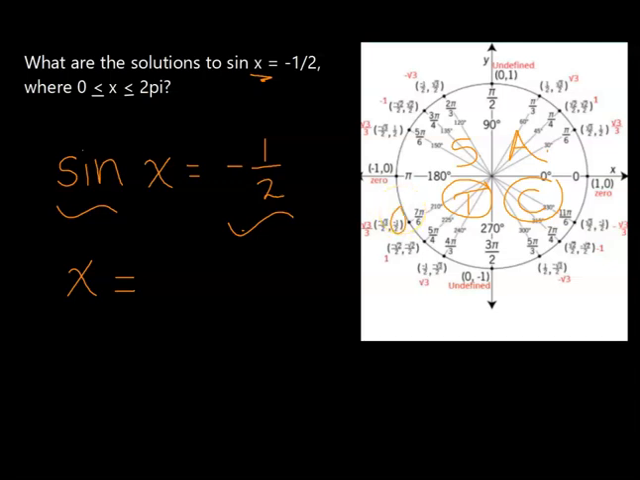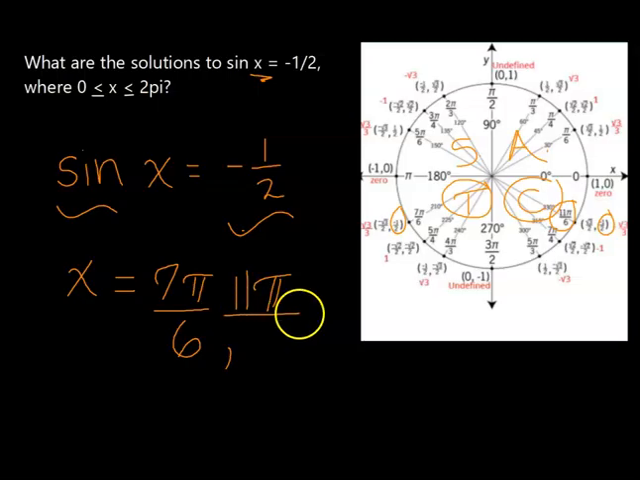It would be -1/2 at 7 pi over 6, and it would also be -1/2 at 11 pi over 6. So since it restricts us to one circle by stating only find the solutions from 0 to 2 pi, which means one time around the circle, one revolution, those two values are our answer.